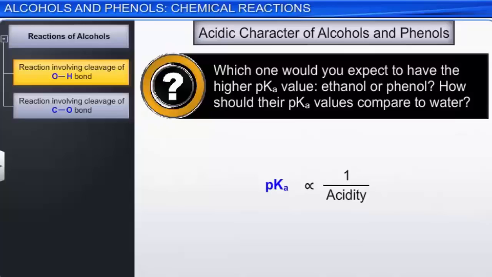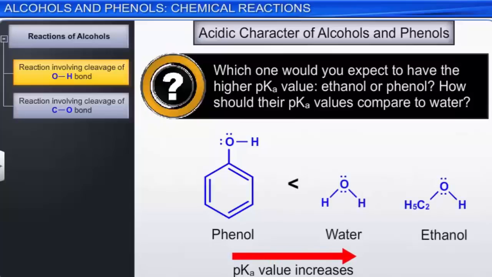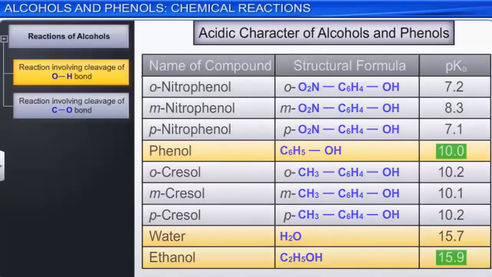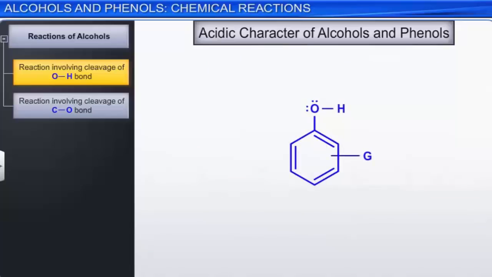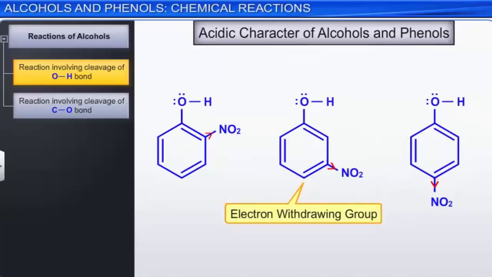So, phenol should have a lower pKa than water and ethanol. Water should have a lower pKa than ethanol. You can confirm your reasoning by comparing the actual pKa values. As expected, phenol has the lowest pKa and ethanol the highest. Substitutions on the benzene ring of phenol can alter phenol acidity. The presence of electron withdrawing groups, such as the nitro group, make phenols more acidic.